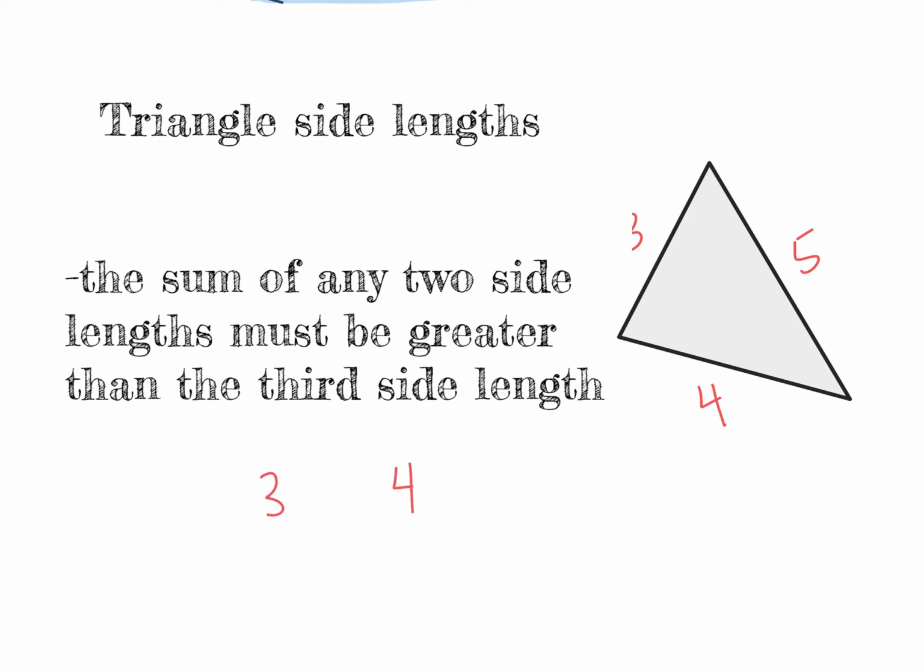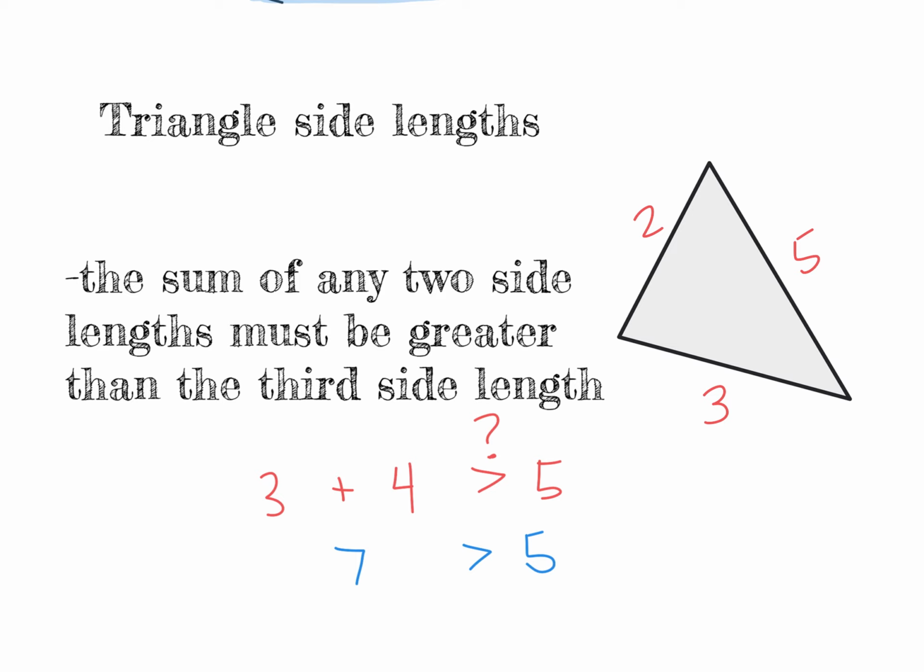So the rule here says that the sum of any two side lengths, including the shortest ones I picked here, must be greater than the third side length, in this case 5 units. So they're asking if this actually ends up to be a true statement. So we are going to test that one out. Of course, 3 plus 4 is actually 7 units, and 7 in fact is greater than 5. So what this can help us do is prove if these side lengths would actually come together to make a triangle.